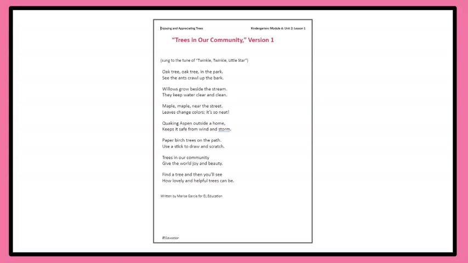Quaking aspen outside a home keeps it safe from wind and storm. Paper birch trees on the path use a stick to draw and scratch. Trees in our community give the world joy and beauty. Find a tree and then you'll see how lovely and helpful trees can be.